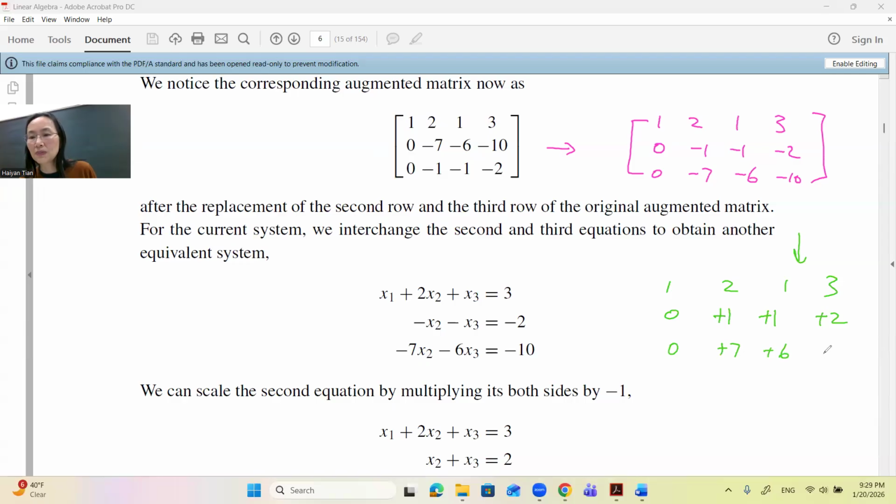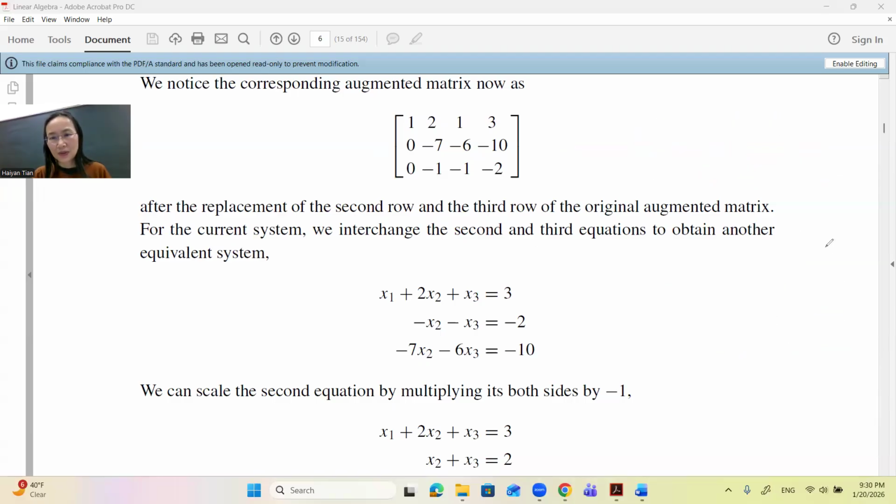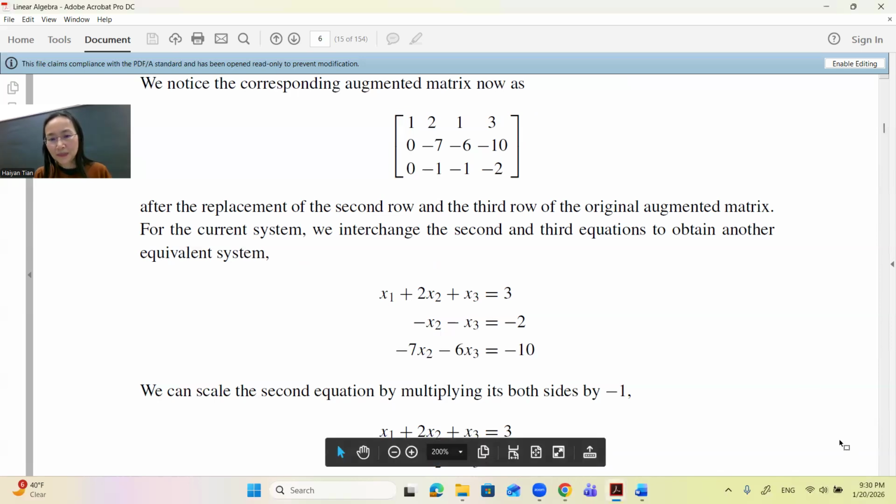I just want to show some scaling. And you can even multiply it by any non-zero number. It's also called scaling. That is a type of operation because it doesn't change the system. You get an equivalent system. That means we do not modify the problem, although they look different. Now you can go on.